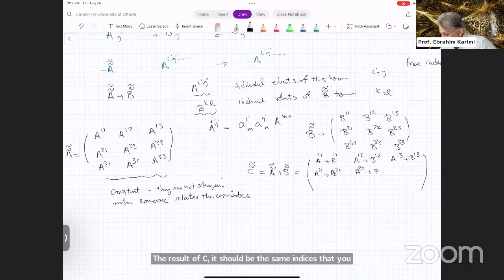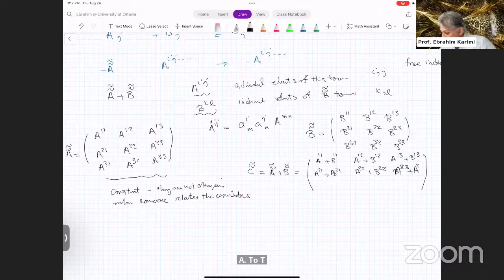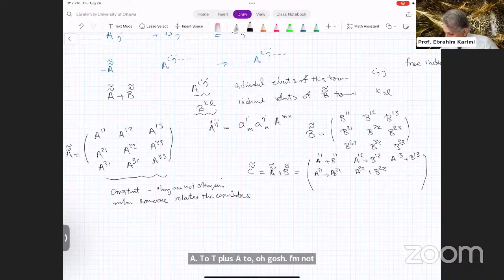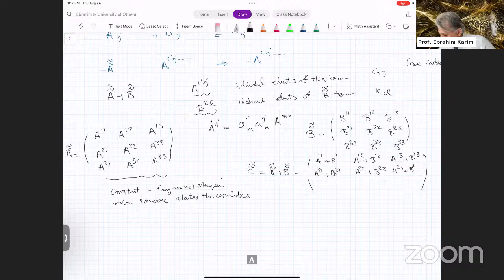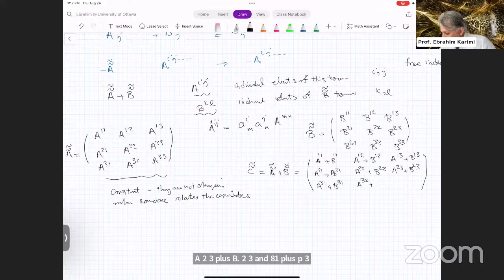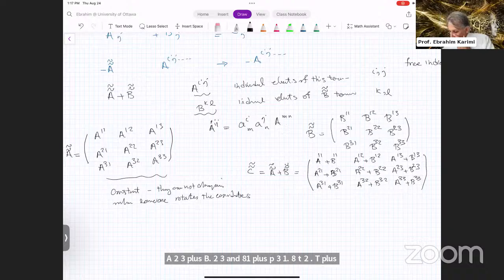So A22 plus B22, A23 plus B23, and A31 plus B31, A32 plus B32, A33 plus B33. So this is what we call C11.